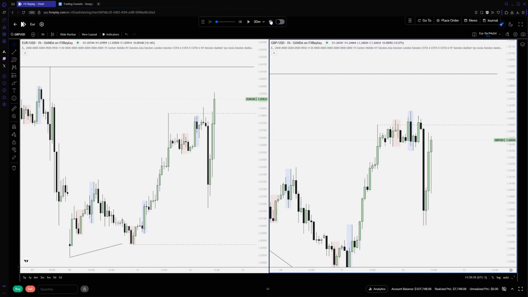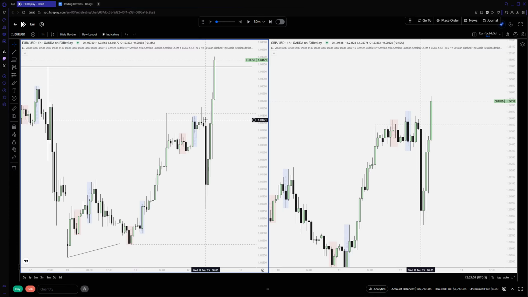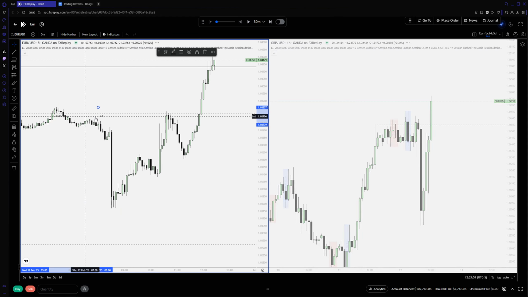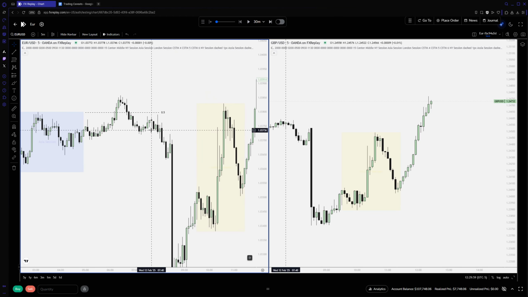Okay, this is all over the place. I missed it again. I could have traded this. I didn't realize there was an SMT here. And that means if I traded this, let's see here. C2 would have been as soon as we close below here.